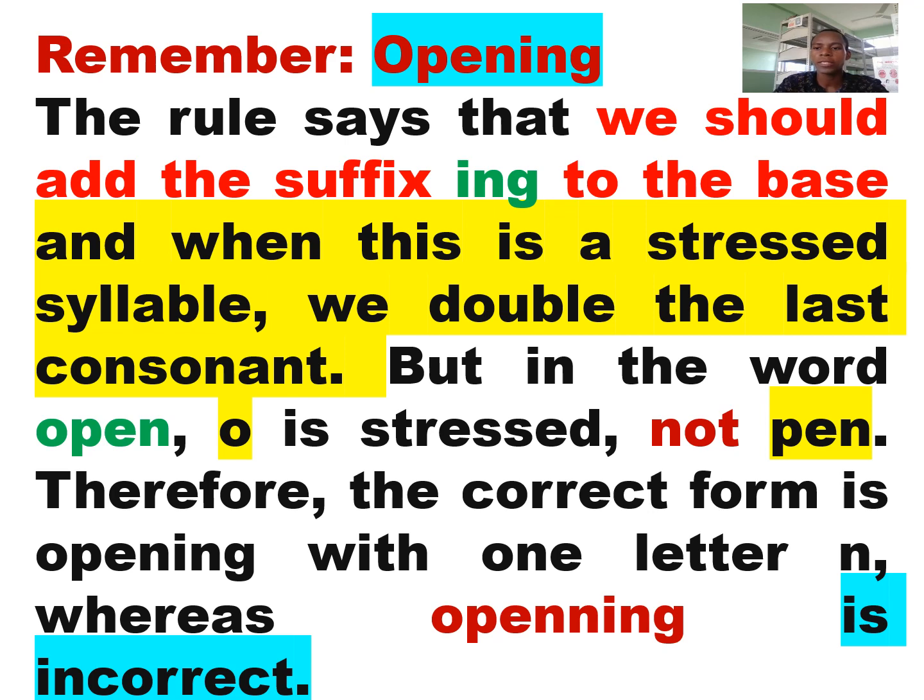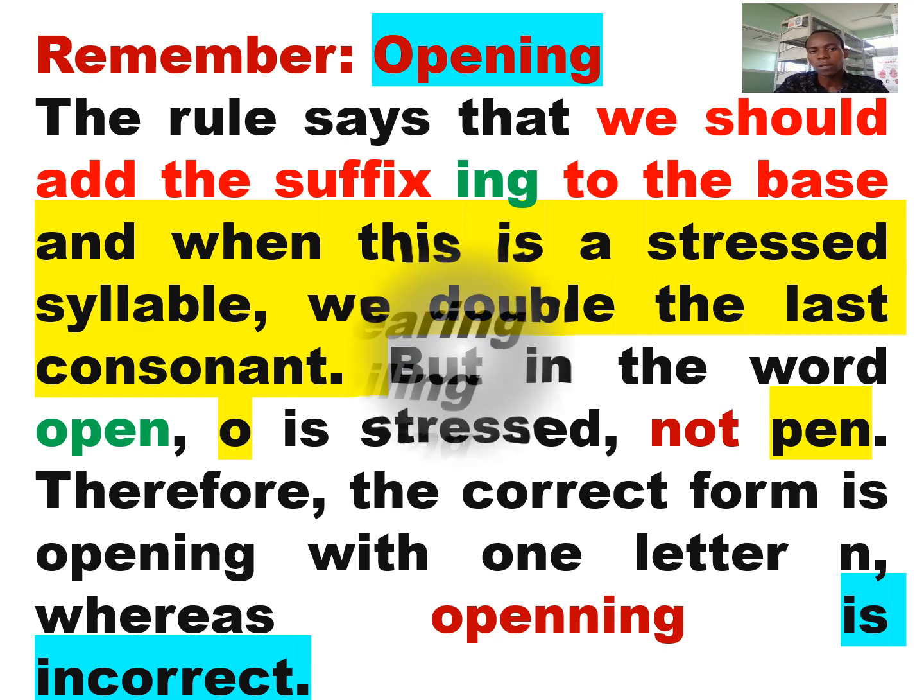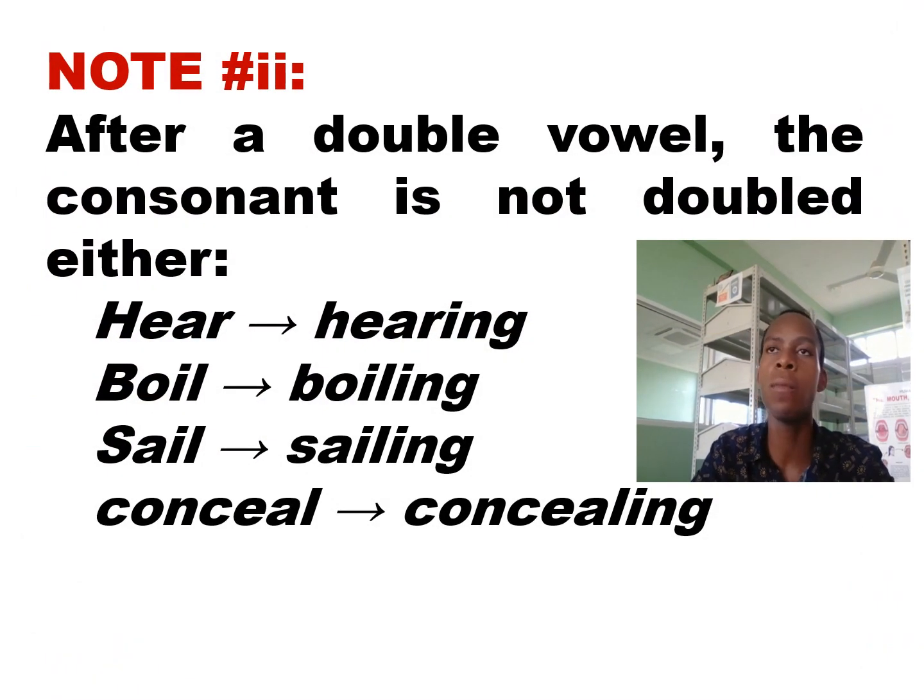We need to remember that the stressed syllable can be doubled only if we have a double consonant. We can double the consonant only if we have the stressed syllable at the end. After a double vowel, the consonant is not doubled either. This is a second exception with doubling of the consonant: after the double vowel, A, E, I, O, U.